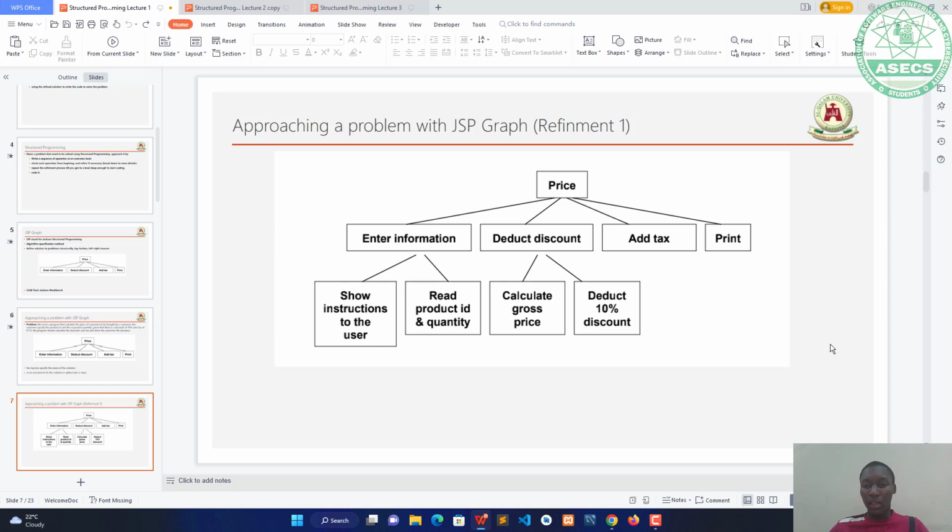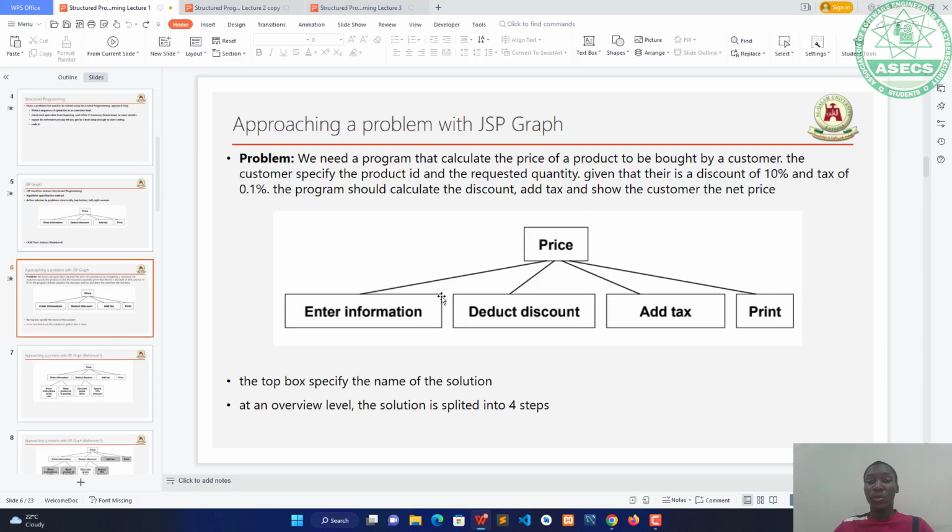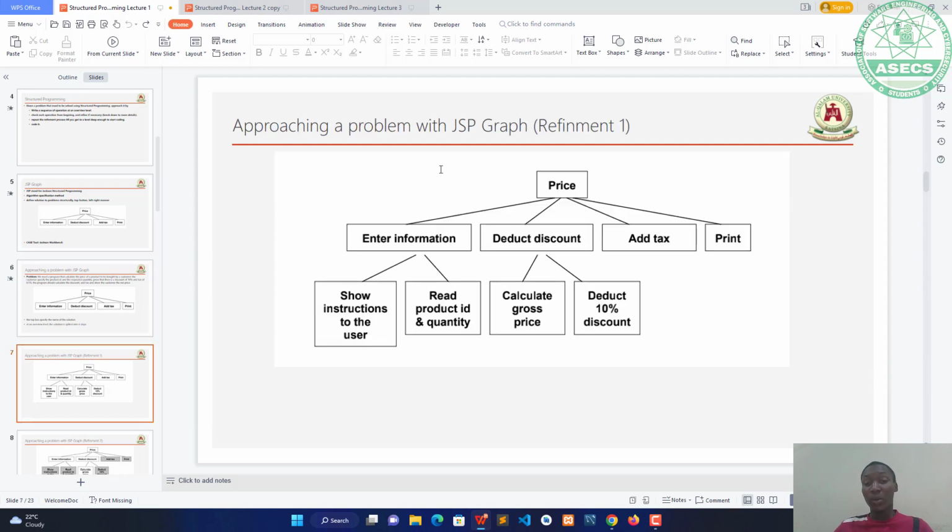Level 2, we are done with level 3. So now the first thing I would like to show is the instruction to the user. In the instruction to that user, it says what? Read product ID and quantity. In the question, if you could recall, it says the program should allow the customer to specify the product and the requested quantity.